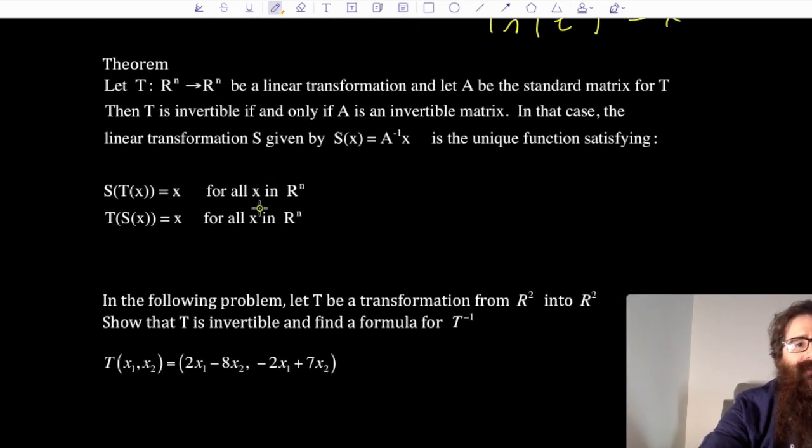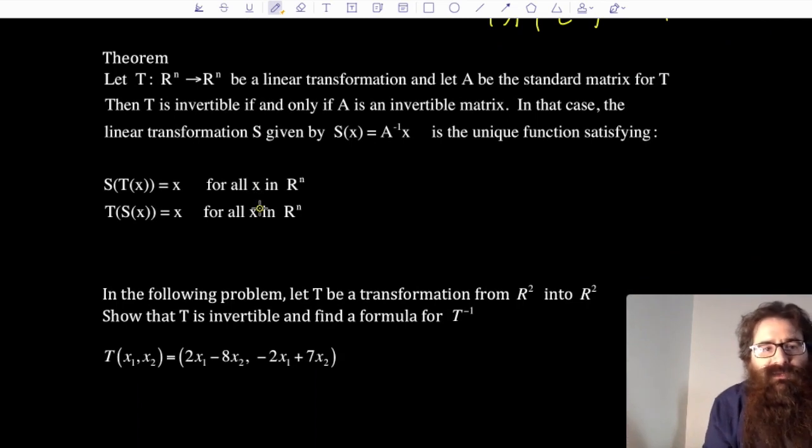I have this theorem to follow up with this, saying we'll let the transformation T, mapping from Rn to Rn, be a linear transformation, and let A be the standard matrix for T. Then T is invertible if and only if A, that standard matrix of the transformation, is an invertible matrix. In that case, the linear transformation S that we were talking about earlier, you can think of it as a function, S of x is equal to A inverse times x. And that's the unique function satisfying these properties that we just talked about, that we can apply them as inverses.